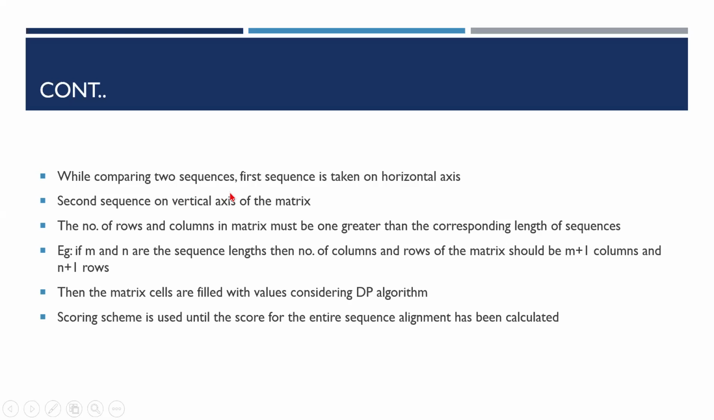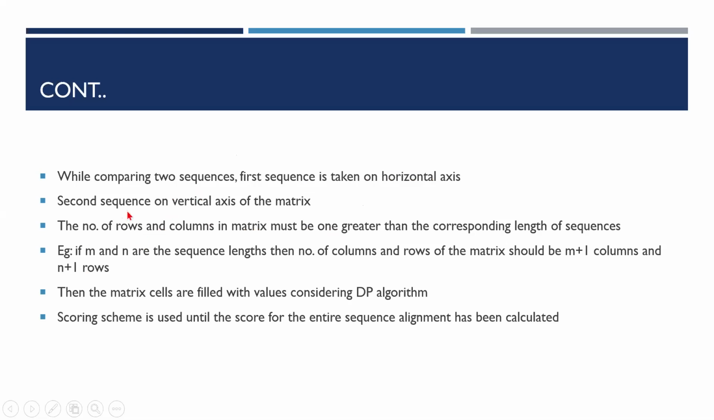So while comparing two sequences by this dynamic programming method, the first sequence is taken on horizontal axis, and this is something similar to dot plots, whatever we have discussed in the previous class. The first sequence is taken on horizontal axis. The second sequence is taken on vertical axis of the matrix. Then how many number of rows and columns should be present in the matrix? That depends.